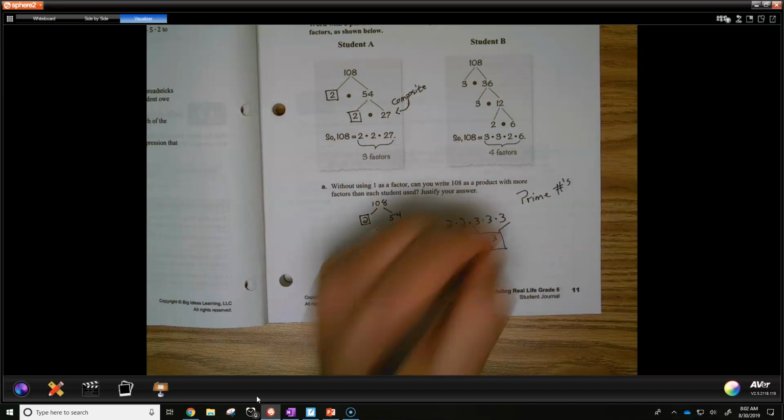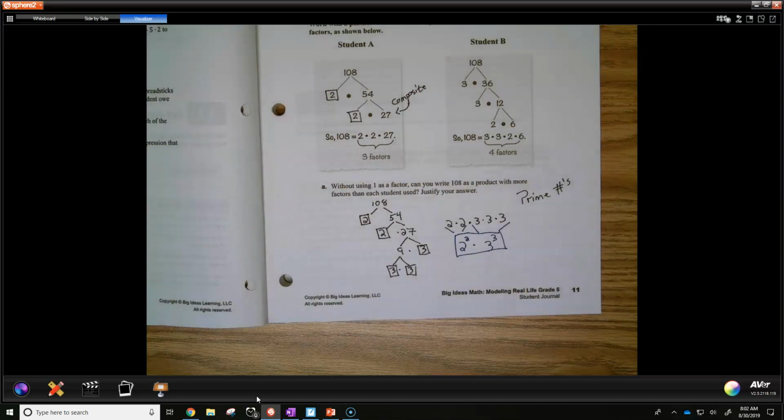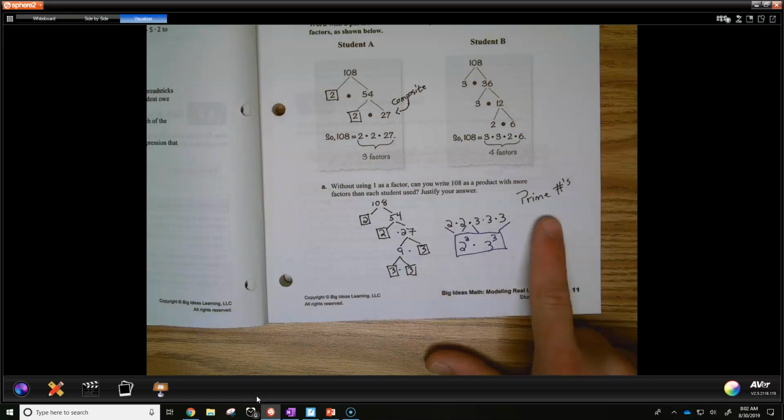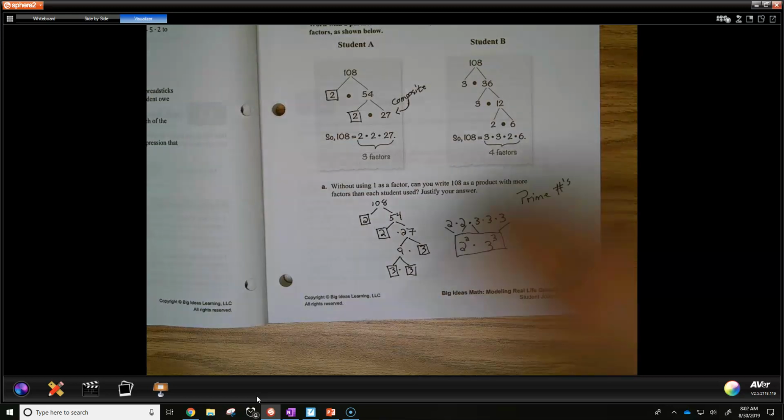This is how you write prime factorization. If I asked for the prime factorization of 108, you would say 2 to the 2nd times 3 to the 3rd. It just happened that the 2's matched up and the 3's matched up. It doesn't always. We will get to that.